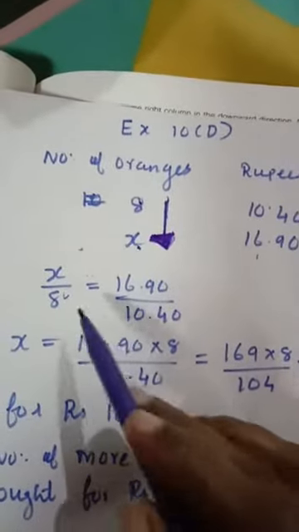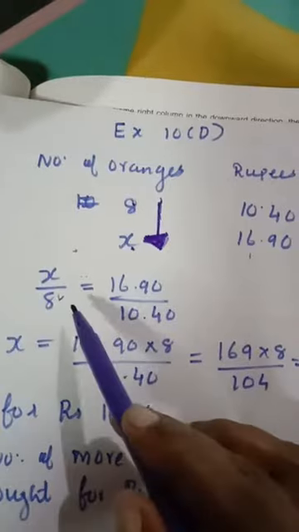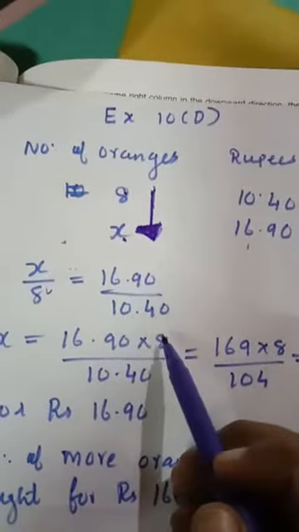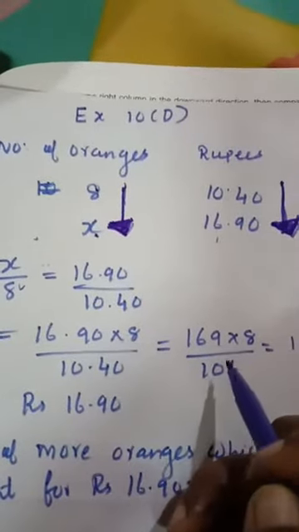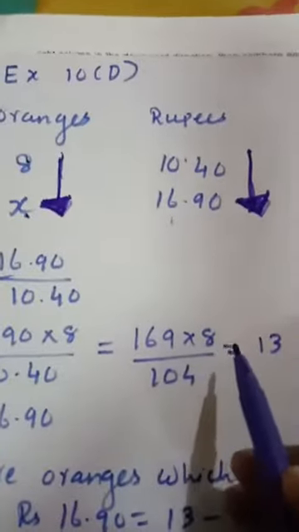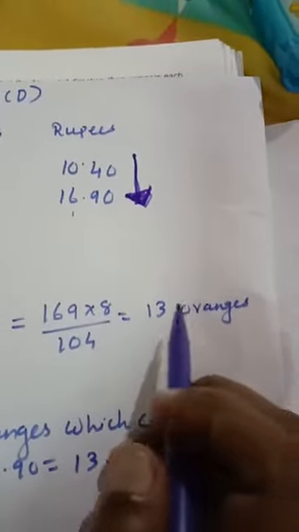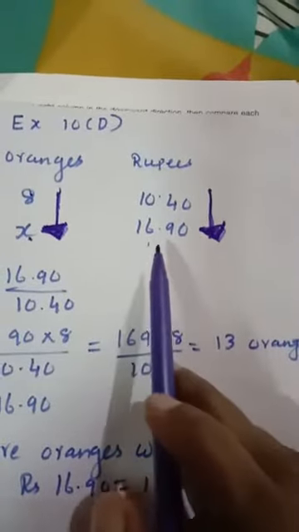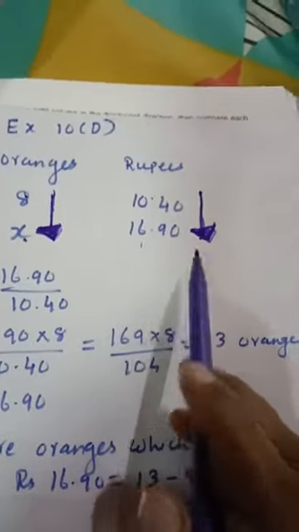Clear? So x equals 16.90 by 10.40 into 8, this 8 moves to numerator when it goes to the opposite side. 0, 0 get cancelled. 169 by 104 into 8. 13 oranges. For 16.90 rupees we can buy 13 oranges.